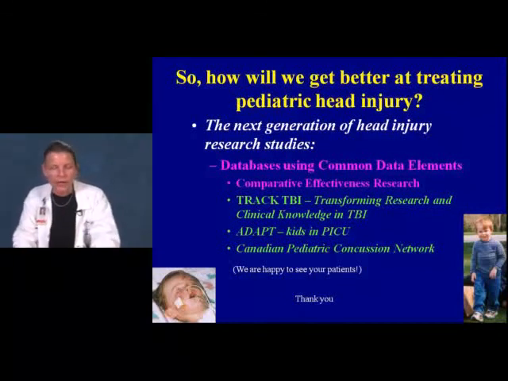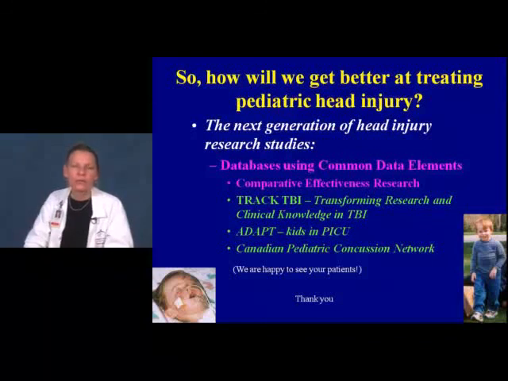So since we don't have all the evidence, how will we get better at treating, triaging, and counseling pediatric head injury patients? The next generation of head injury research studies are not prospective, double-blind, standardized tests. They're, in fact, databases using the so-called common data elements established by the National Institutes of Health to do comparative effectiveness research. And there are several of these ongoing. TRACK-TBI, which I mentioned, stands for Transforming Research and Clinical Knowledge in Traumatic Brain Injury. There's an ADAPT trial, which is for kids in the pediatric intensive care unit with intracranial pressure monitors. And there's a large multi-center study out of Canada called the Pediatric Concussion Network.